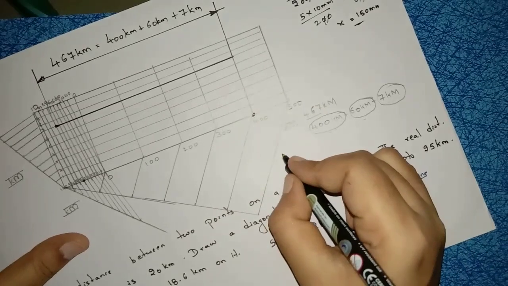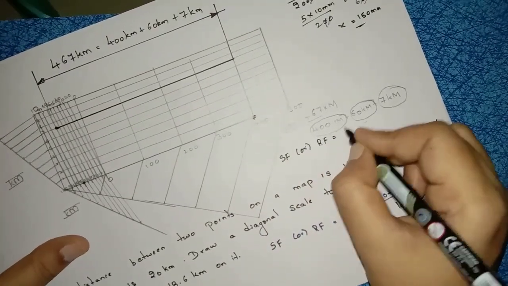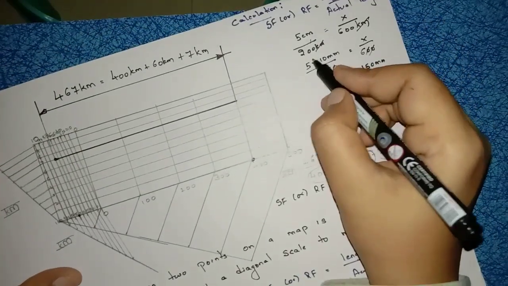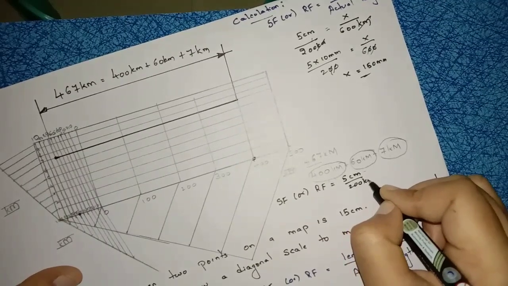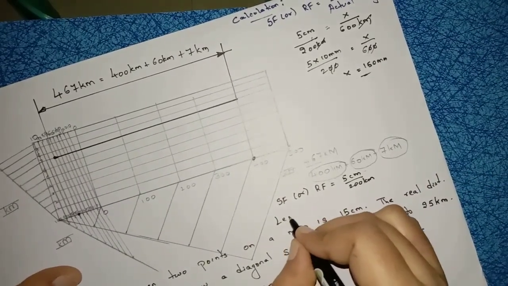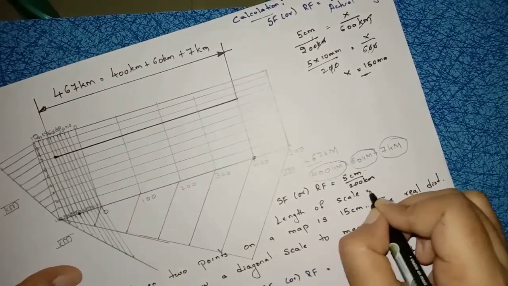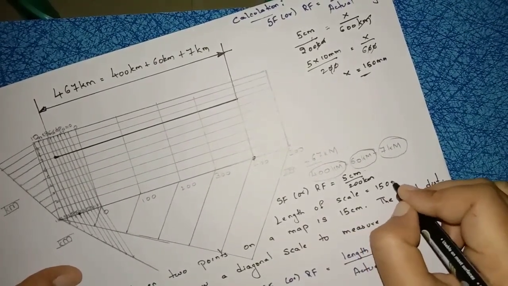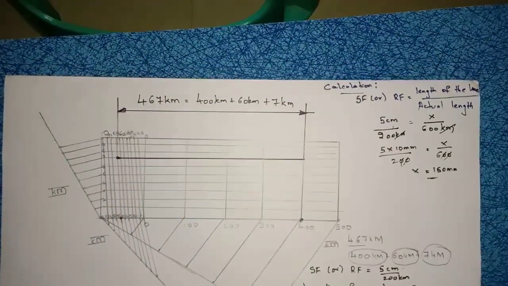After completion write down here SF or RF equal to 5 centimeter by 200 kilometers. Length of scale equal to 150 mm. So this completes the third problem.